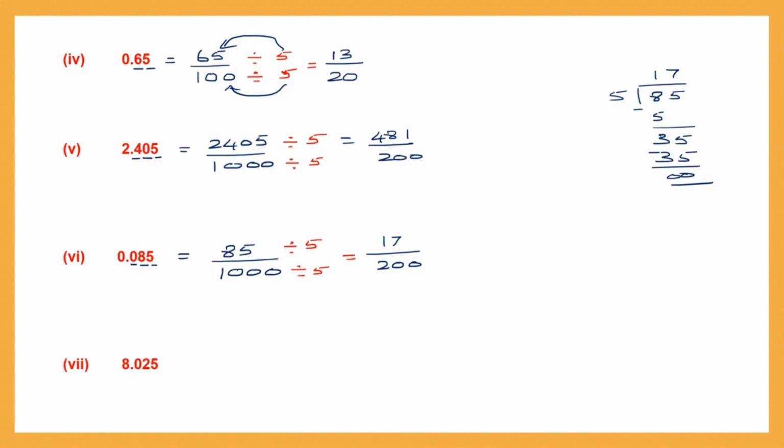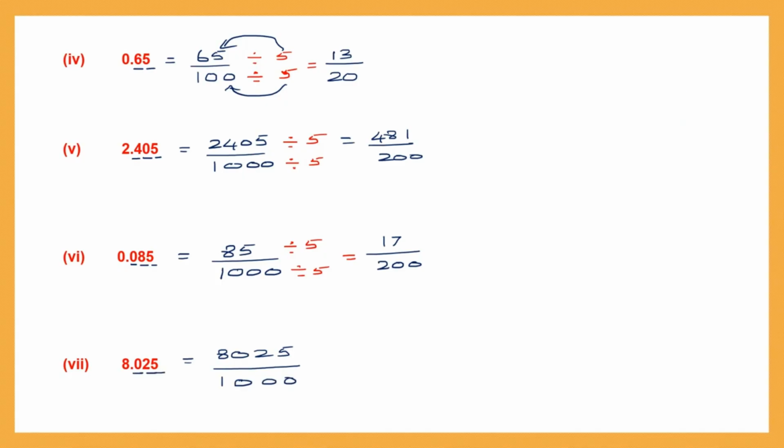Next one, we have 8.025. So let's remove the point. It becomes 8025. And in the denominator, we have 1 followed by 1, 2, 3 zeros, that's 1000. So what is the fraction? 8025 by 1000. Now we have to reduce this to the lowest term. The numerator and the denominator are both divisible by 5. They're also divisible by 25. Okay, so we can use 25 to divide both. So let's divide both by 25.